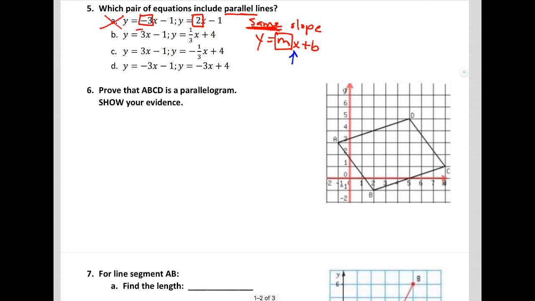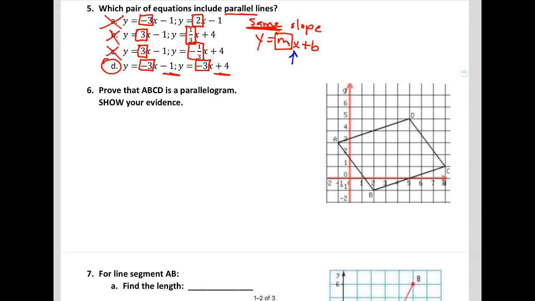Alright, moving right along, in option B we have 3, and then we have 1/3. Those are not the same number, so that is not an option. Then for C we have 3 again, and -1/3. Those are not the same number. And then the last one we have -3 and -3, so we know that those are parallel lines. It does not matter what the b is, as long as it's not the same, really, because if it was the same, it'd be the same line.